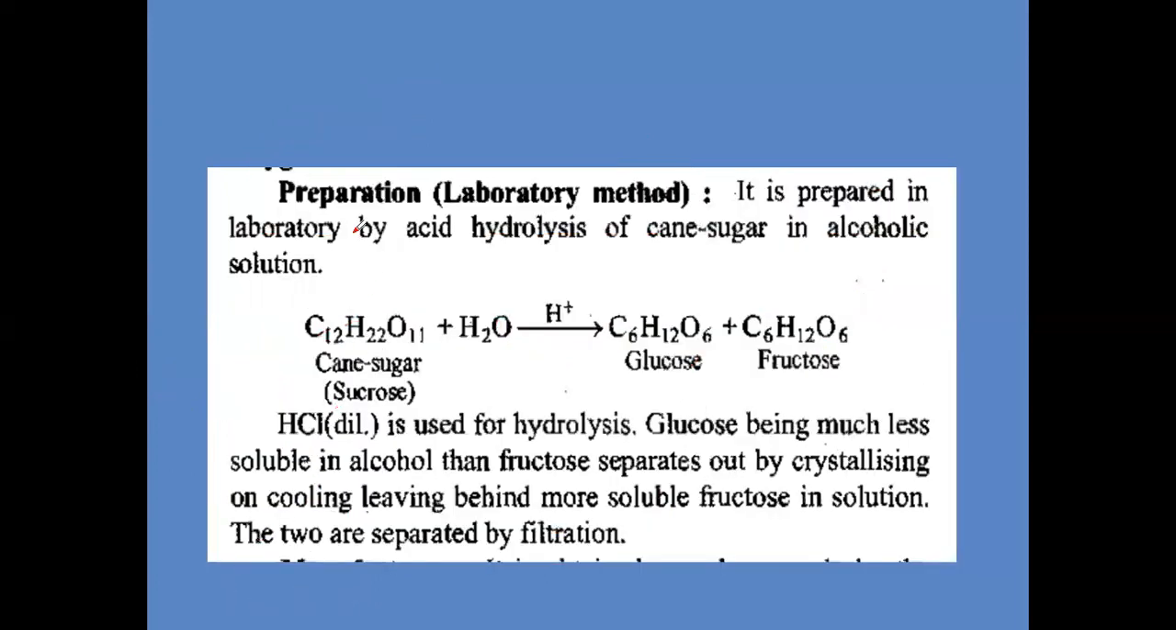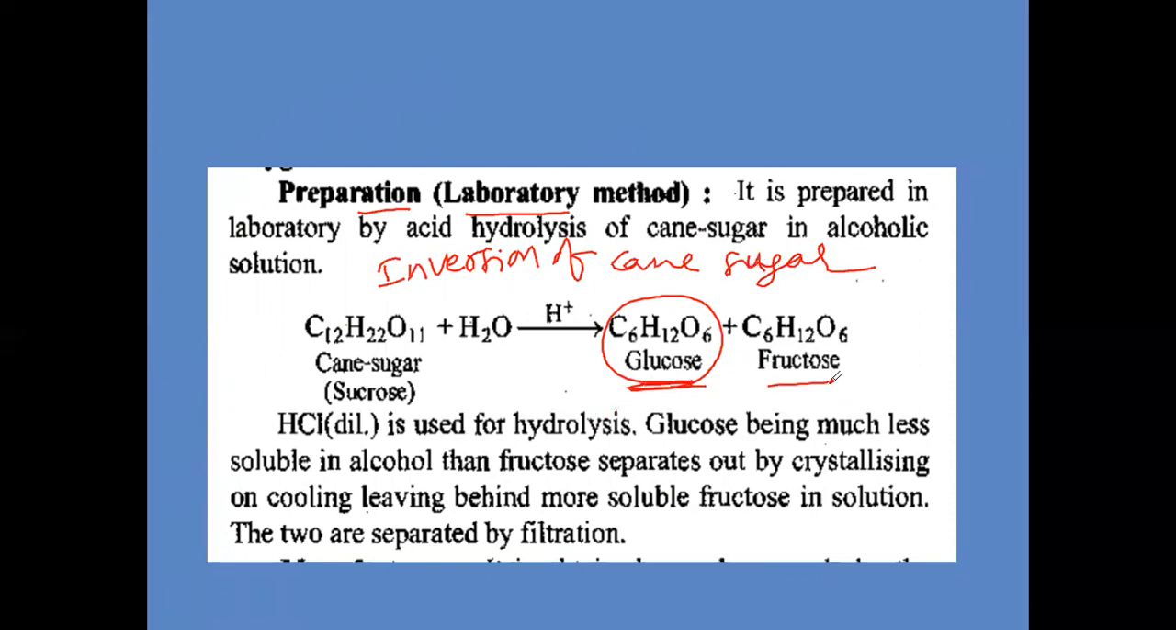These are important areas. Now preparation of glucose by laboratory method. Glucose can be prepared in the laboratory by the hydrolysis of cane sugar. Cane sugar means sucrose. So the hydrolysis of cane sugar will give glucose. It is one of the important methods of preparation. It is called inversion of cane sugar. Inversion of cane sugar will produce glucose and fructose.